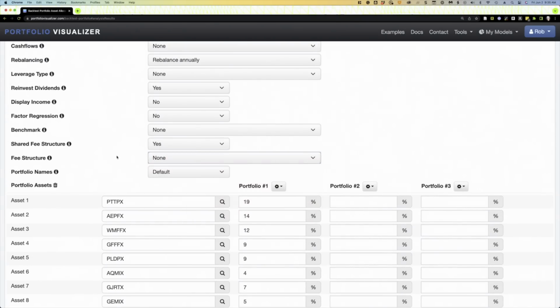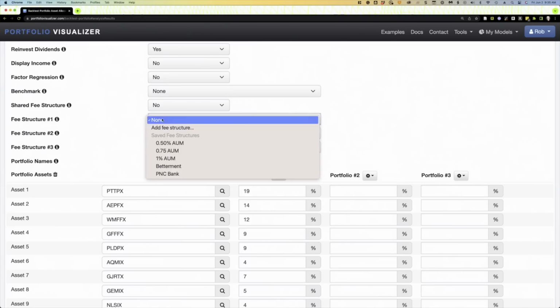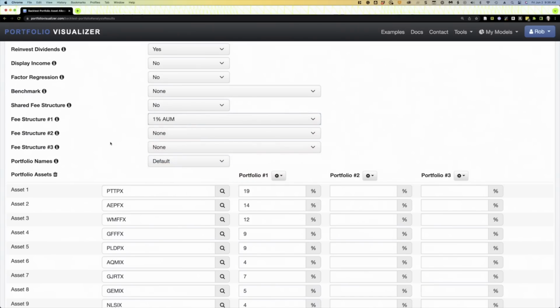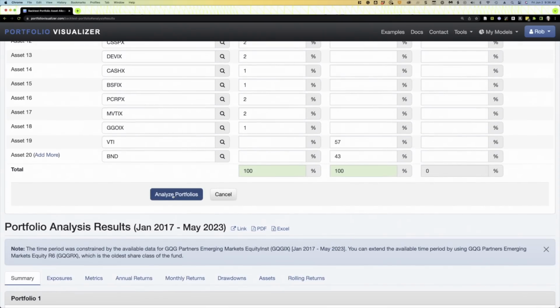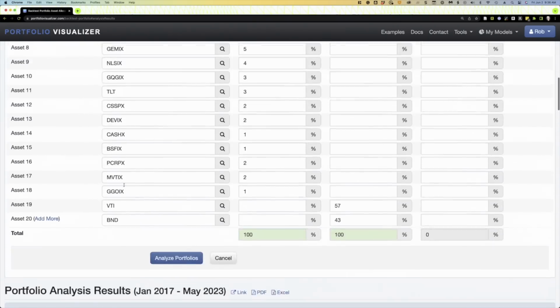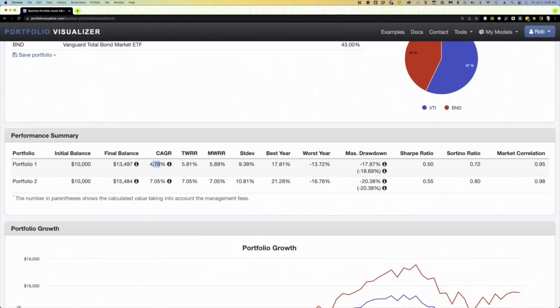If we go to fee structure, our simple 2-fund portfolio doesn't have any fees, but we can add, say, we'll just do the industry standard 1% AUM for this complicated portfolio number 1. And of course, that's going to just drain the returns even more. We can see now the compound annual growth rate drops to 4.78%. And so you can start having some questions with your advisor. What's the 1% getting me? Why am I doing this? Why are we doing this? Why isn't a simple index fund approach the better way to go?